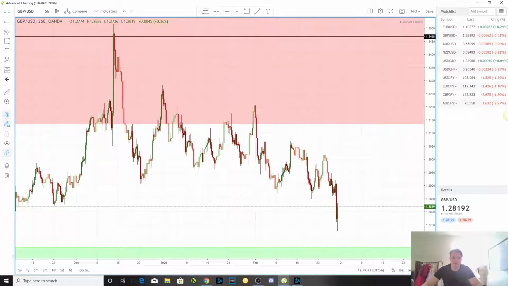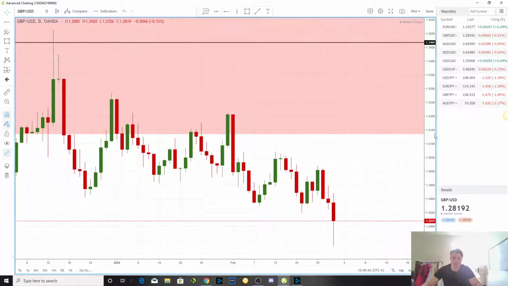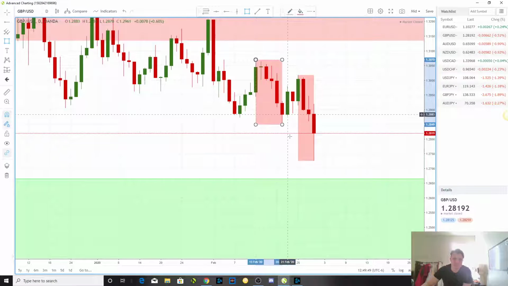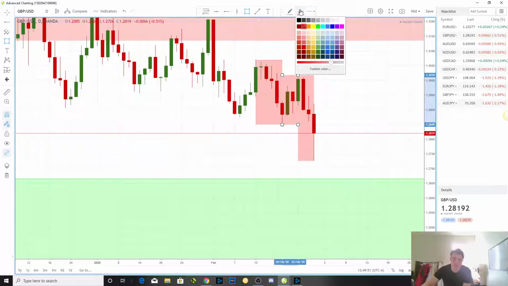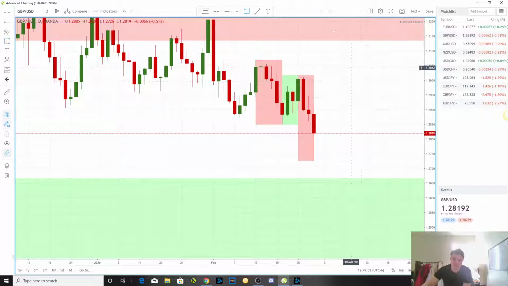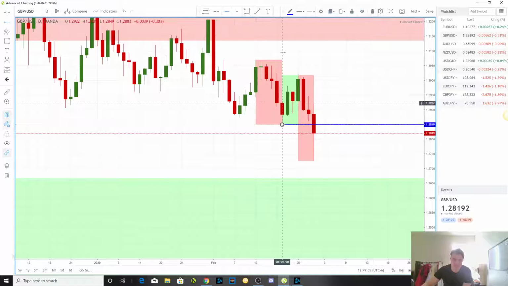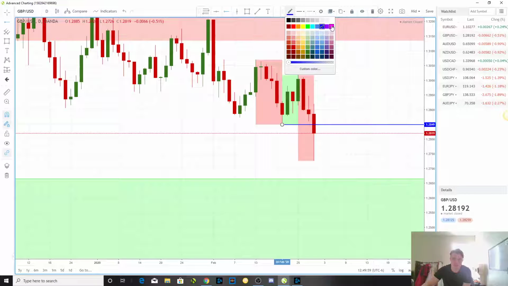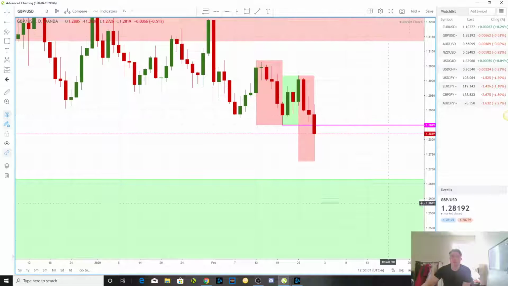And get the idea of the big ass zones and the big ass moves. Because that's in the direction we want to trade. We want to trade with the big ass moves. I guess I'm coining that as a new term now. The technical term, the big ass moves. There we go. Alright, so there we go.